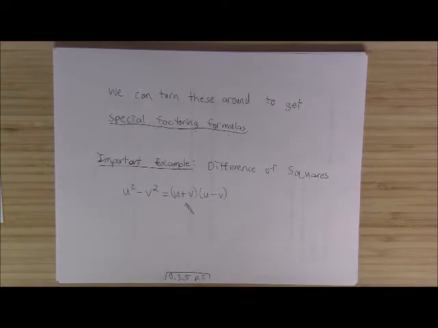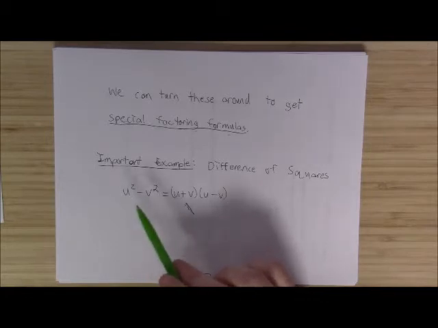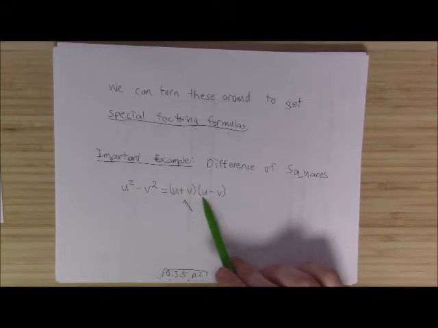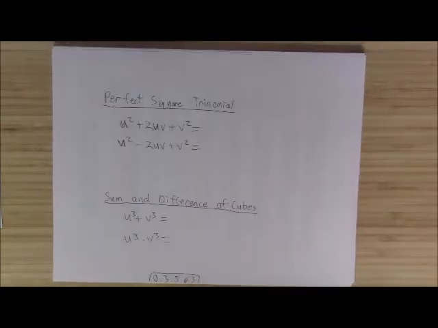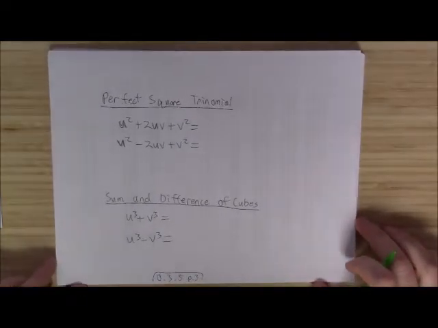For instance, our most important example is the difference of squares formula, which is u squared minus v squared. So we have a difference of two things squared. We can always factor that in this way. In a similar way, we can factor out perfect square trinomials and sums and differences of cubes.